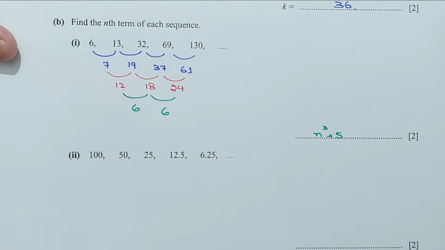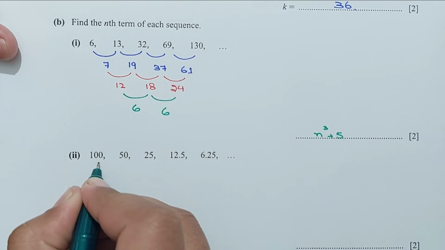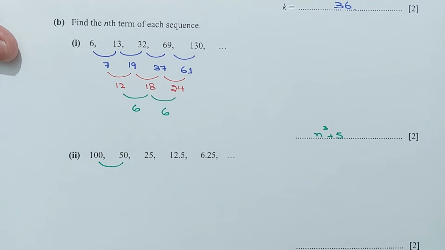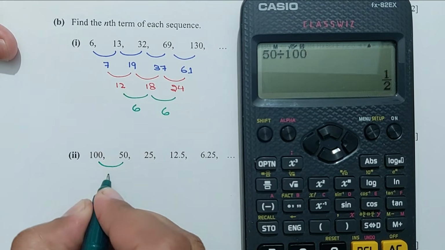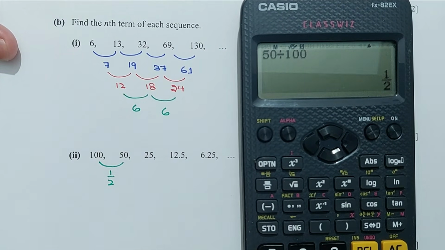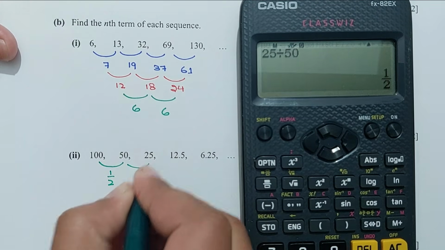Now for the second part, okay, let me take the ratios of the sequence, right? So the common ratio is 50 over 100, it's 1 by 2, right? 25 over 50 is again 1 by 2.